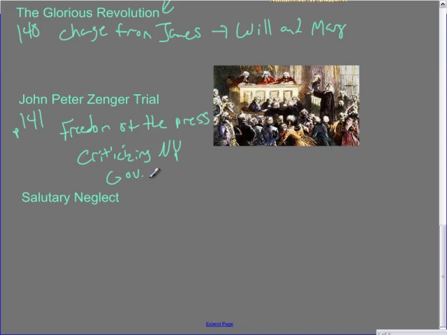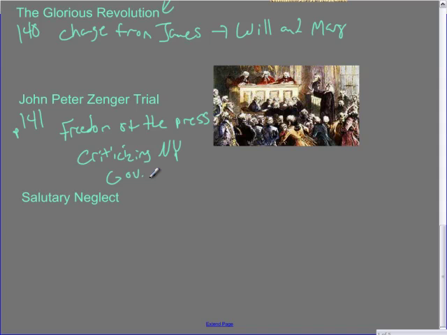The problem becomes if you are writing something that's not true. So it's okay for Peter Zenger to write down, the governor of New York is taking bribes and he's a bad dude because he takes bribes. That's fine. The governor might not like that, but it's not his place to throw him in jail. I mean, he shouldn't do the bad things if he doesn't want those bad things written down.